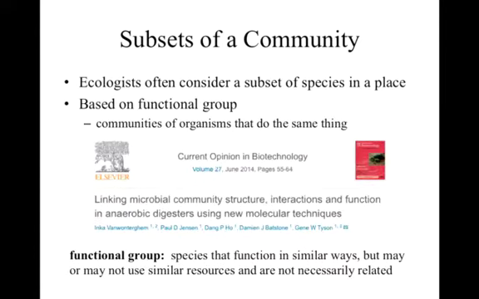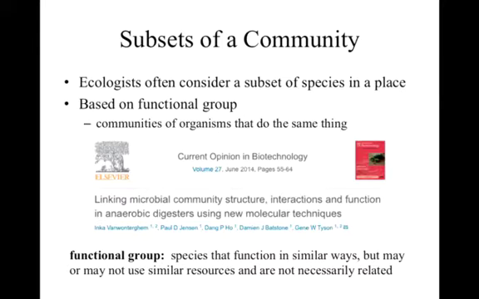Another way of subsetting is based on functional group, and that's a little bit different than resource or than guild. So a functional group is a group of species that function in similar ways, but they may or may not use resources similarly. And so one example that I've come up with is a community of microbes in an anaerobic digester. So some of these microbes will use different carbon sources as their energy. Some might use glucose, others might use fructose, some might use xylose. They're using different resources to live, but they're all kind of living in the same way.